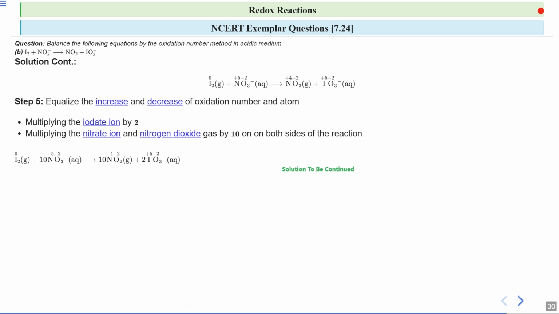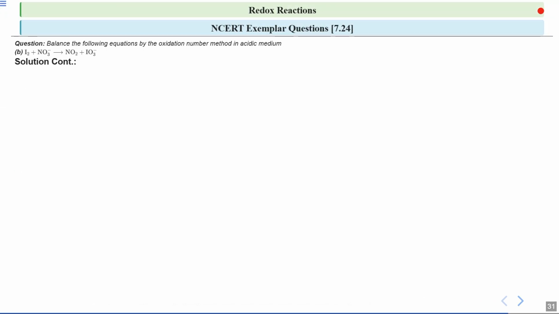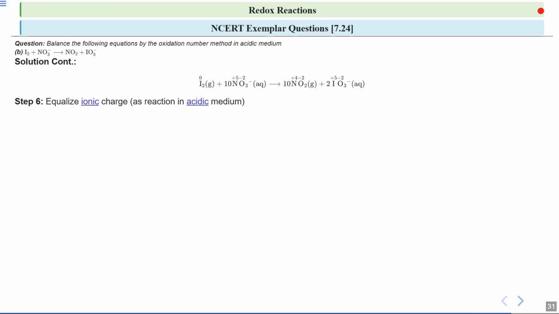Moving on, what is the next step? We already balanced the increase and decrease in oxidation number and the number of nitrogens. Now we need to equalize the ionic charges. For that, we will add 8H+ on the left hand side, because there are 2 negative charges on the right hand side, whereas on the left hand side we have 10 negative charges. So we add 8H+ to neutralize 8 negative charges, and that will give you 2 negative charges on both sides.